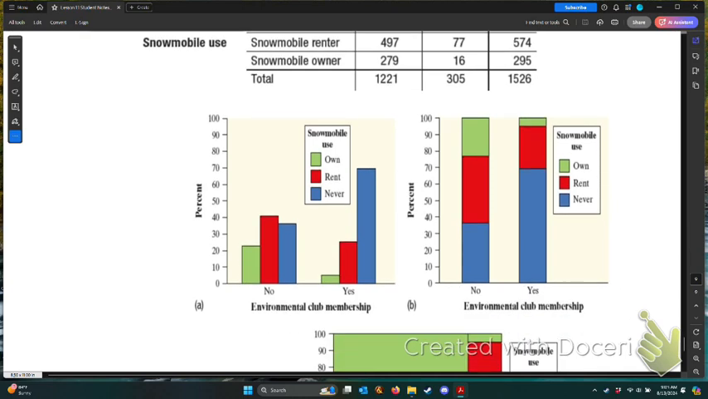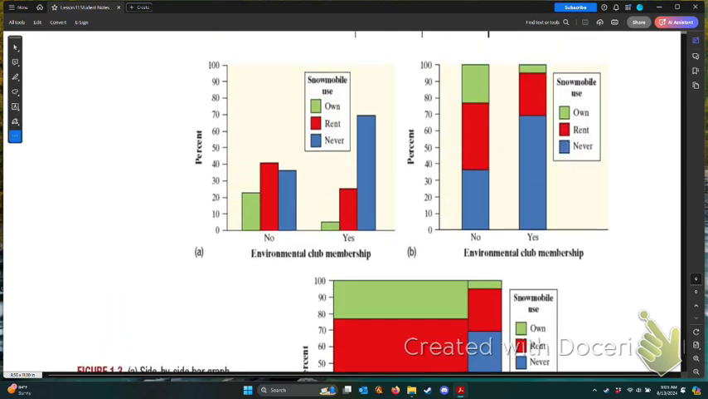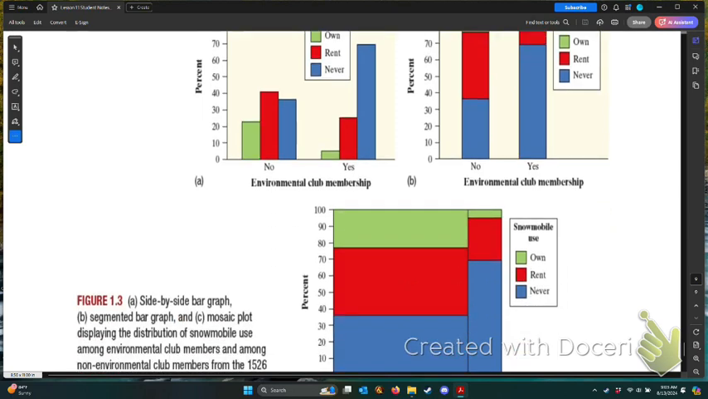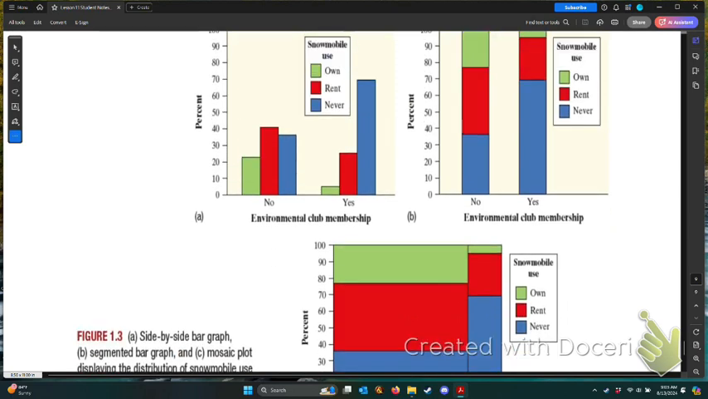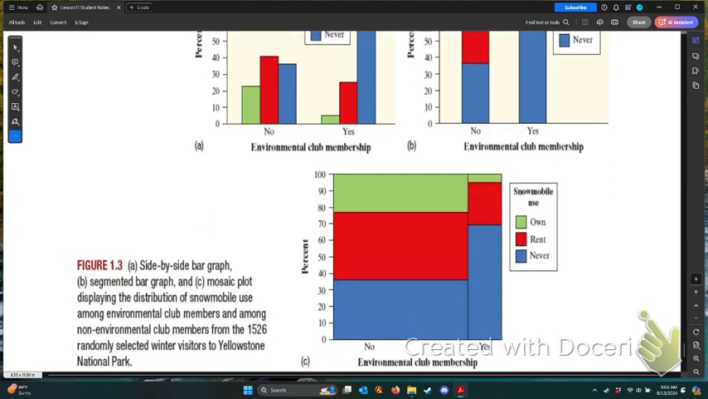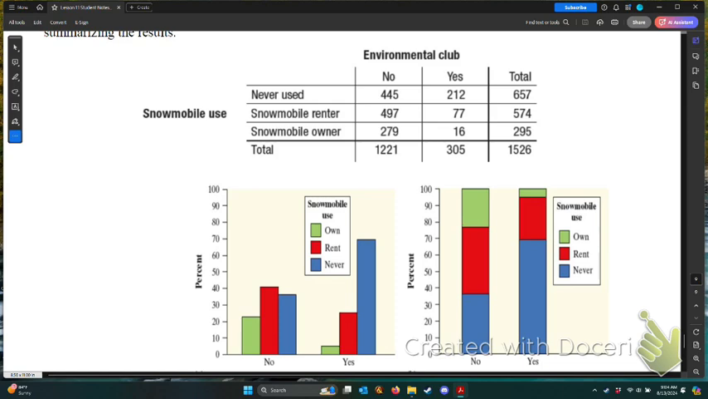And finally, this is a mosaic plot. What's the difference between the segmented bar chart and the mosaic plot? The mosaic plot takes into account like total number of people, so the people that said no, there was more, so it has a bigger square. Good. So it's the width, right? So the width of the no got bigger for some reason. So we need to think about why is that? So we look at our totals here for no. There were 1,221 people in the survey that said no. There were only 305 that said yes.